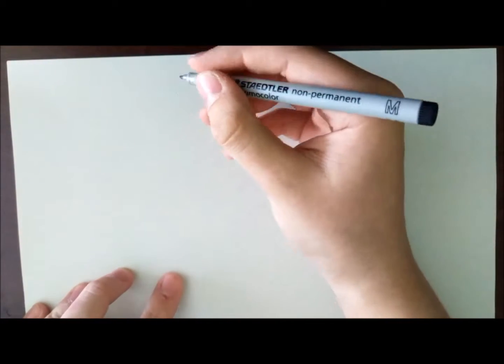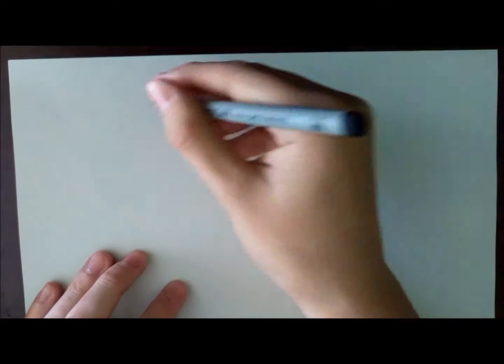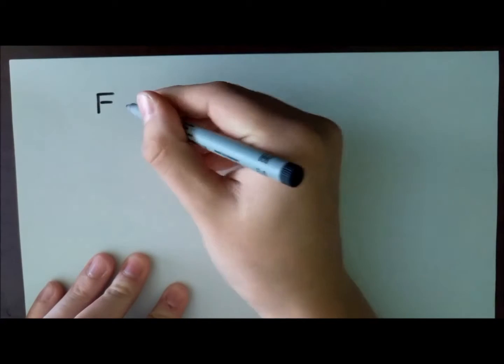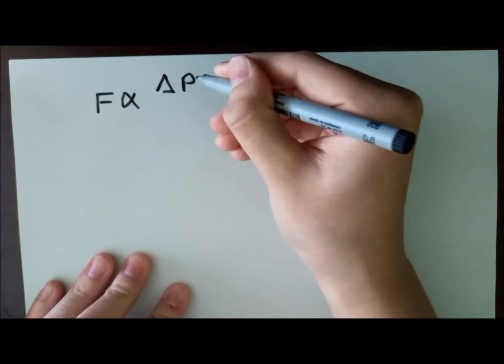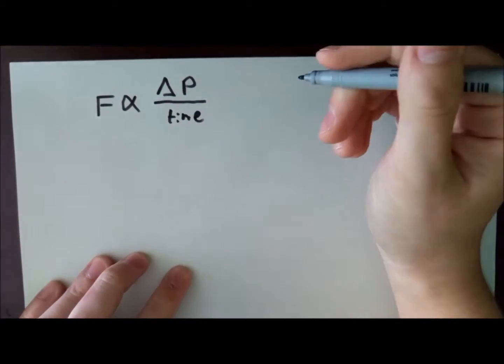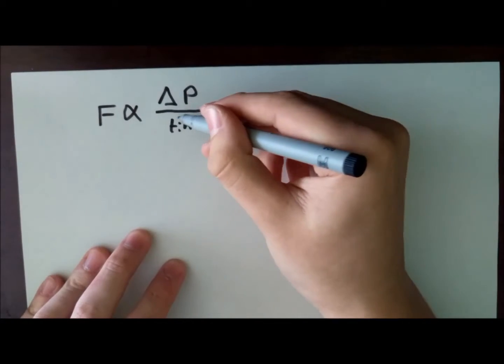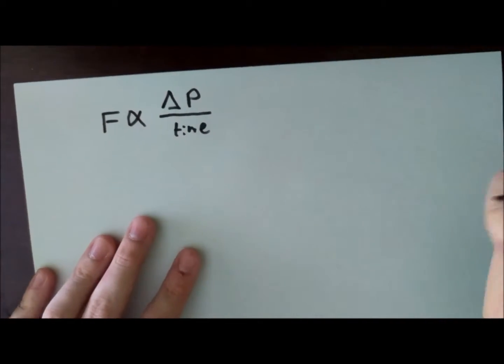Now, to calculate the force, or resultant force, using momentum, we can take Newton's second law, that the rate of change of momentum is proportional to the resultant force. So resultant force is proportional to the rate of change in momentum over time. Now when we hear the word rate, we always want to think divided by time. It makes it a lot easier later on.